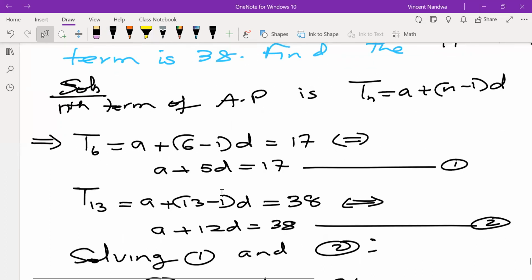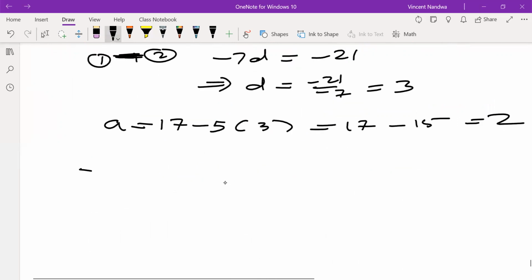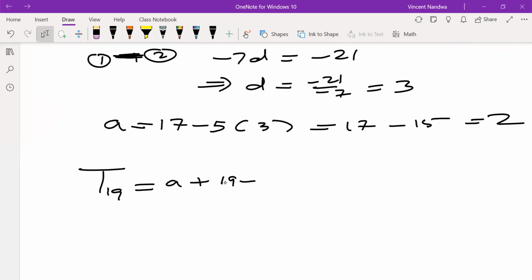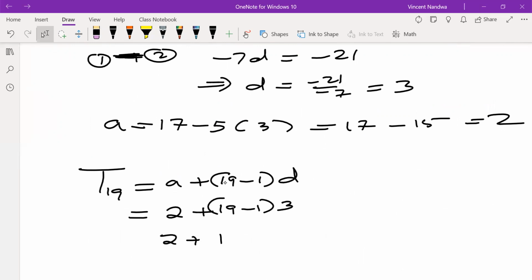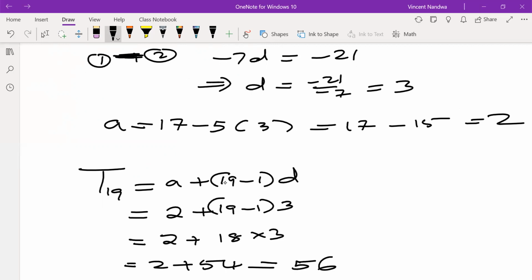So now to get the 19th term, T19 will be A plus 19 minus 1 times D, which will be A, which is 2, plus 19 minus 1 times D, which is 3. So 2 plus 18 times 3. 18 times 3 is 54. So this will be 2 plus 54, which gives us 56.